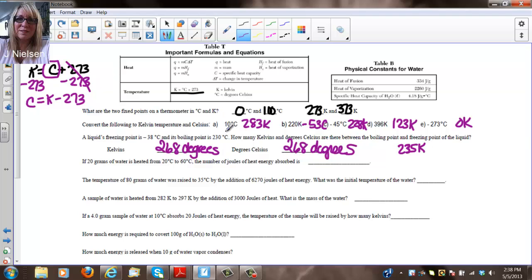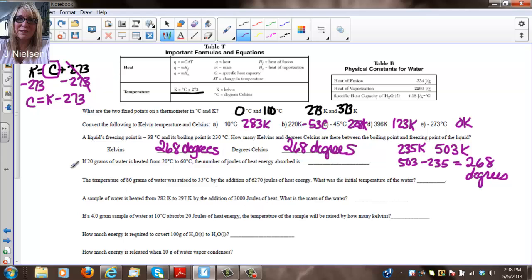And 230 Celsius to Kelvin, so 230 plus 273 is 503 Kelvin. So the difference between 235 and 503, if I subtract these, 503 minus 235 is 268 degrees. So as I said earlier, 1 degree on each scale is exactly the same.